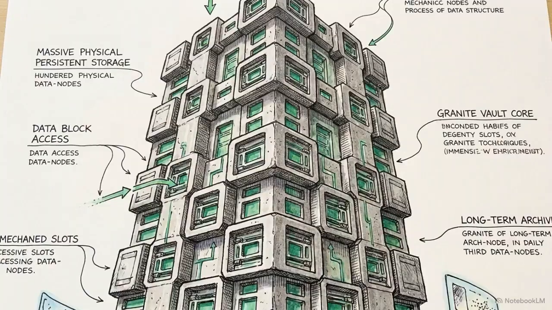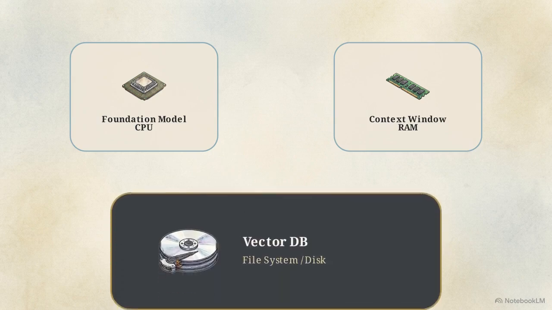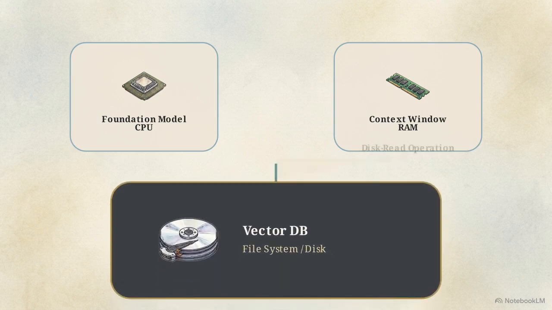To address these RAM limitations, the architecture requires persistent storage. This is where the vector database serves as the file system, or the disk. Retrieval-Augmented Generation, or RAG, is simply a disk read operation, pulling historical data into the context window RAM as needed.